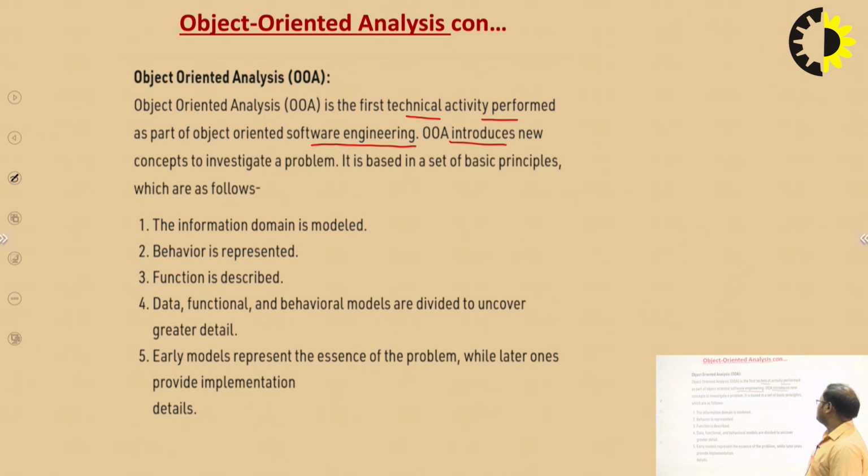Object-oriented analysis introduces new concepts to investigate a problem. It is based on a set of basic principles which are as follows. The first principle is the information domain is modeled. The second principle is behavior is represented. And the third principle is function is described. Data, functional and behavior models are divided to uncover greater detail. Early models represent the essence of the problem, while later ones provide implementation details.